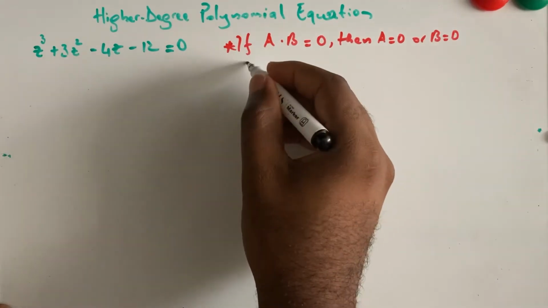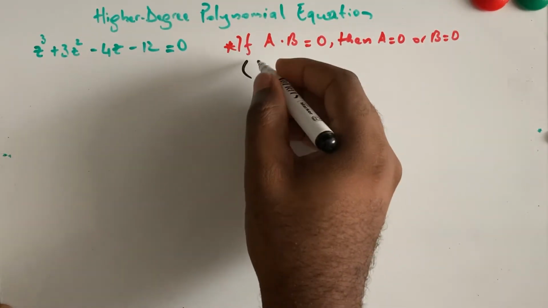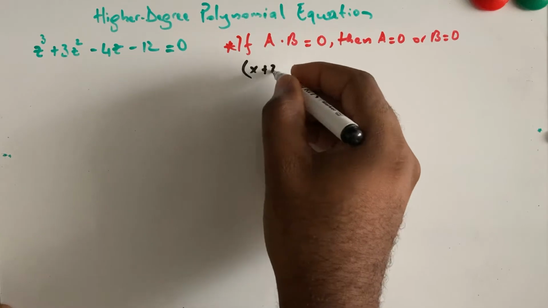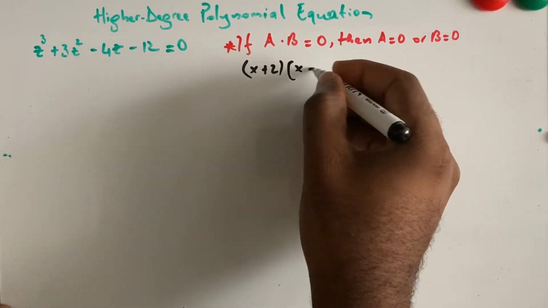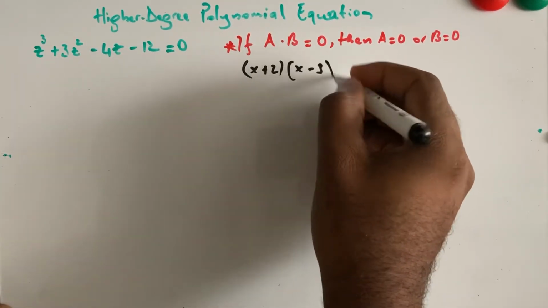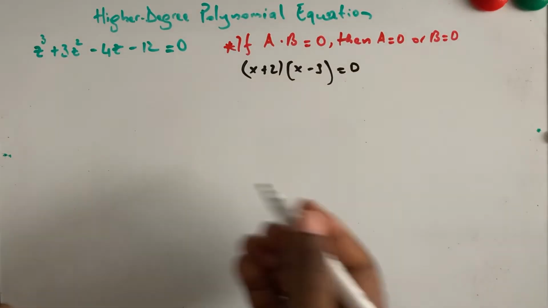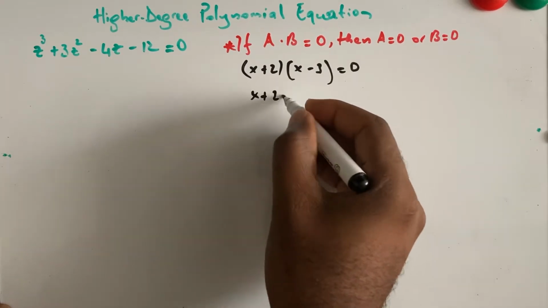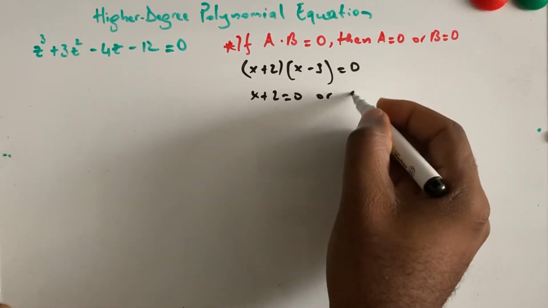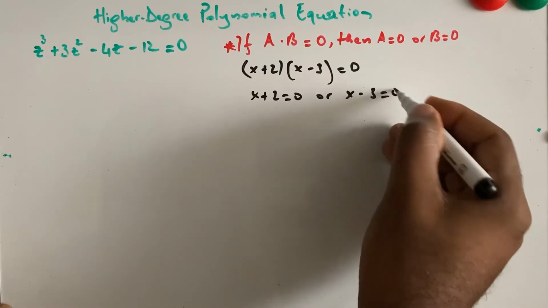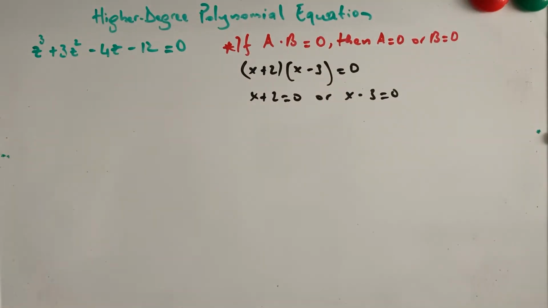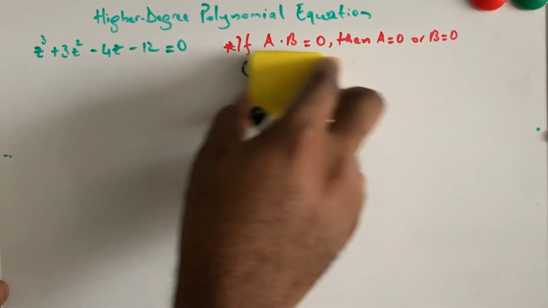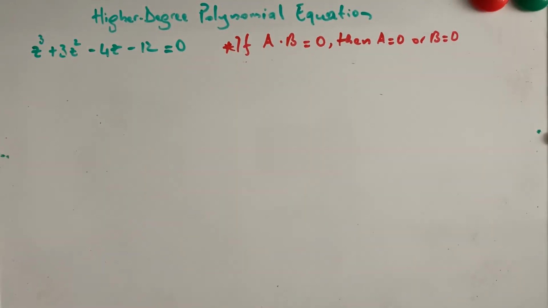What I mean by this is, if you factor a trinomial, for example, you have x plus 2 and x minus, let's say 3 equals 0. What that means is that either x plus 2 is 0 or x minus 3 is 0. So one of the factors has to be 0, okay? That's key for you to solve such problems. All right, so let's go ahead and solve this problem here.